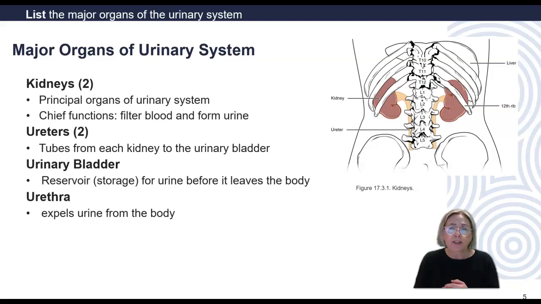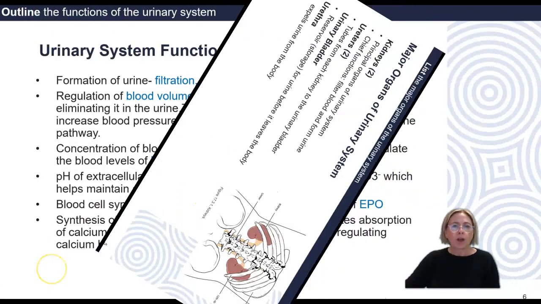The urinary bladder then is a reservoir or a storage tank, and it's flexible. So it can expand and then empty as well. And the urethra then, there's only one of them, and it expels urine from the body permanently. We'll get to those latter structures later on.